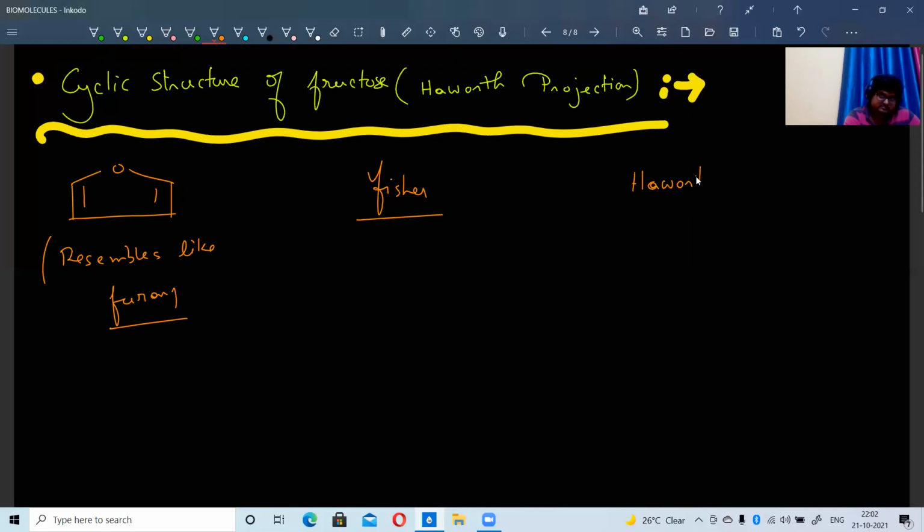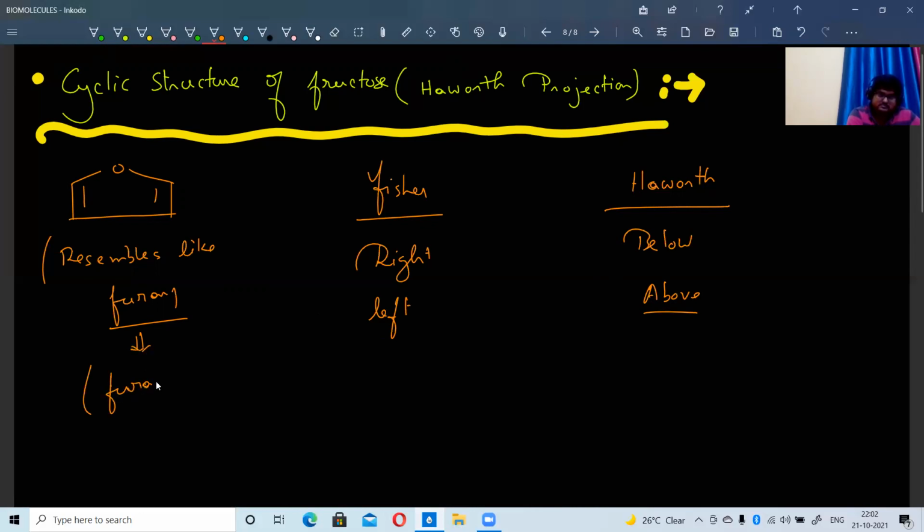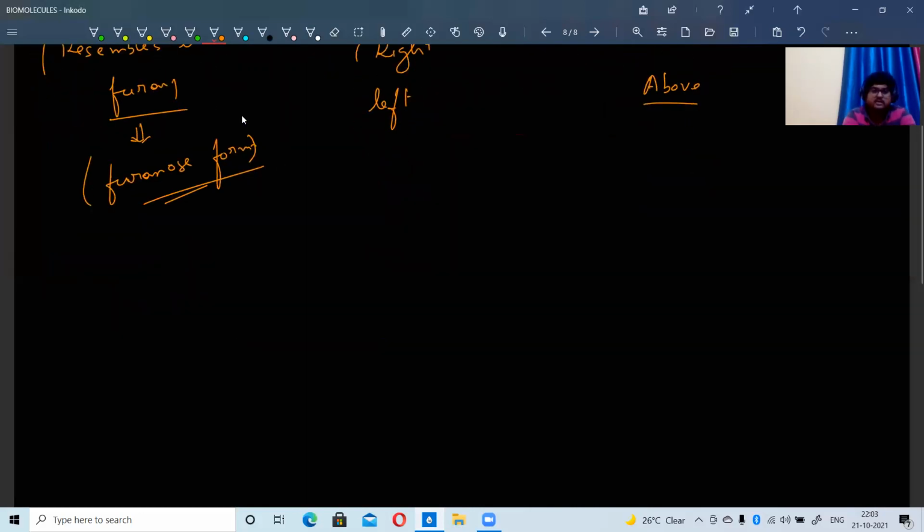Those that are on the right-hand side go below, those that are on the left-hand side go above. Now this form we can write as the furanose form. How can you draw this type of structure?